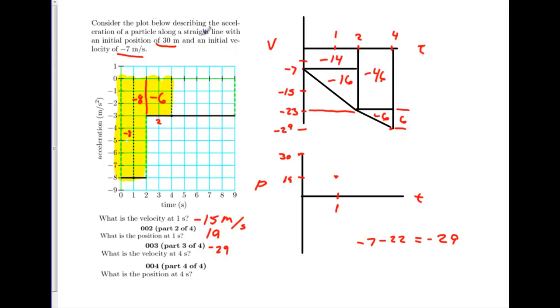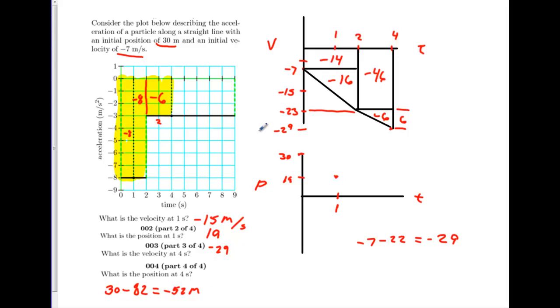So now to find my position at 4 seconds, I take my initial position, which is 30. And now all I have to do is add on this area. That's going to give me -30, -76, -82. Add -82 onto that. And that gives me a position of -52. So that's -52 meters. And that's all you've got to do on this problem.